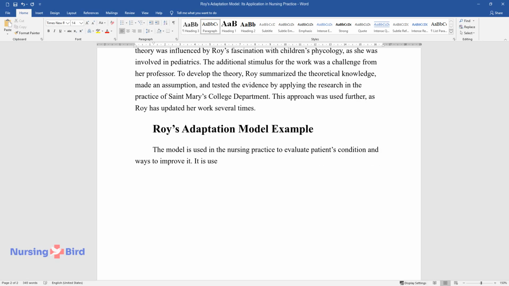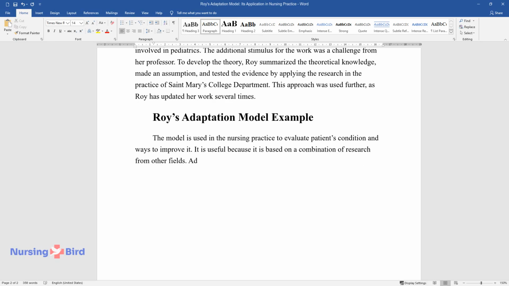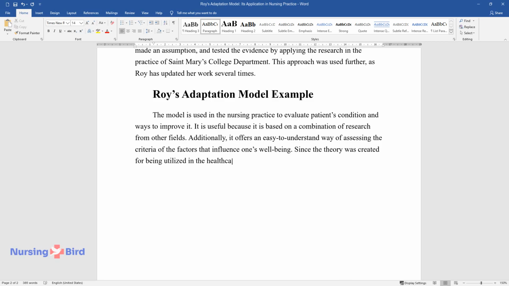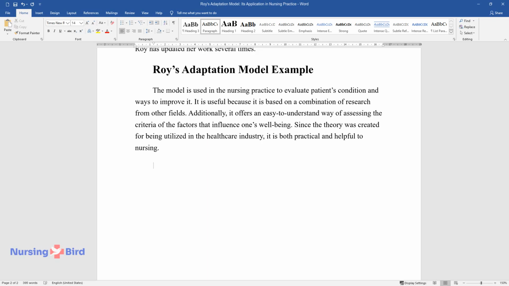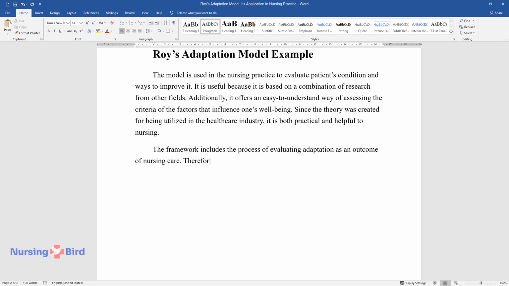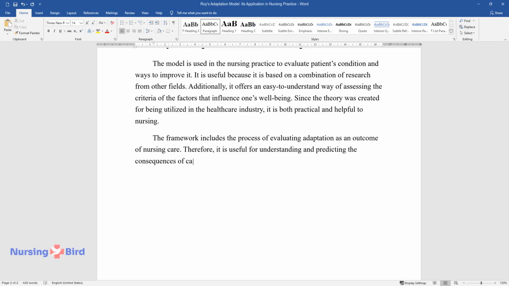It is useful because it is based on a combination of research from other fields. Additionally, it offers an easy-to-understand way of assessing the criteria of the factors that influence one's well-being. Since the theory was created for being utilized in the healthcare industry, it is both practical and helpful to nursing. The framework includes the process of evaluating adaptation as an outcome of nursing care. Therefore, it is useful for understanding and predicting the consequences of caregiving.